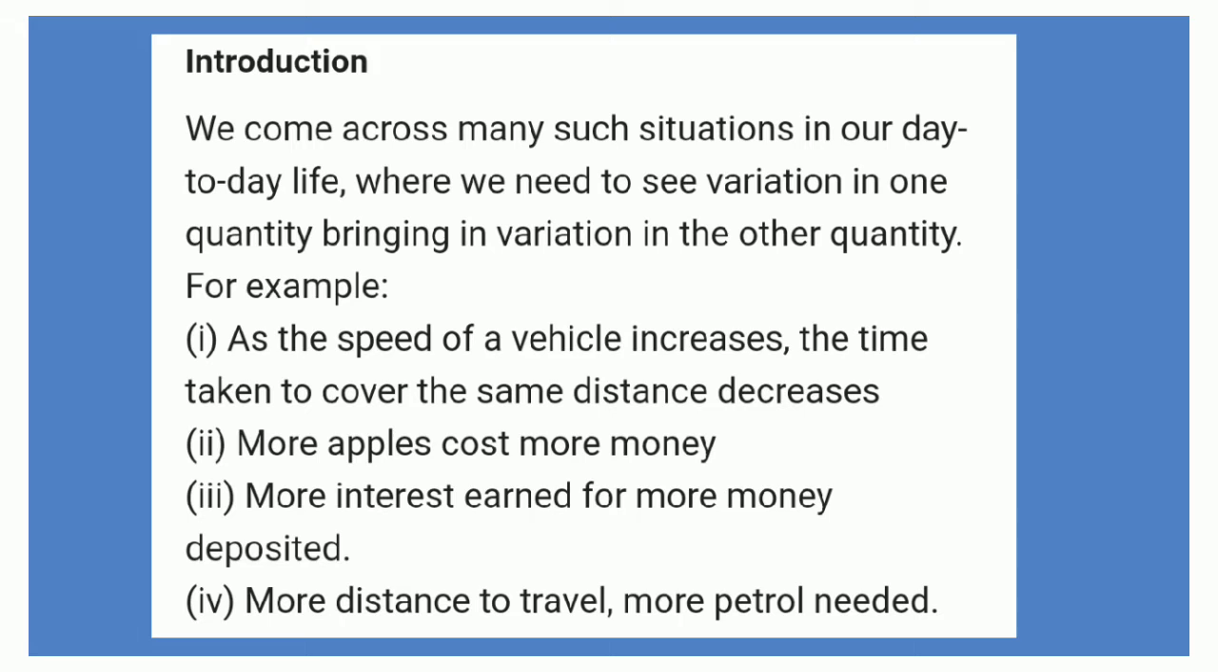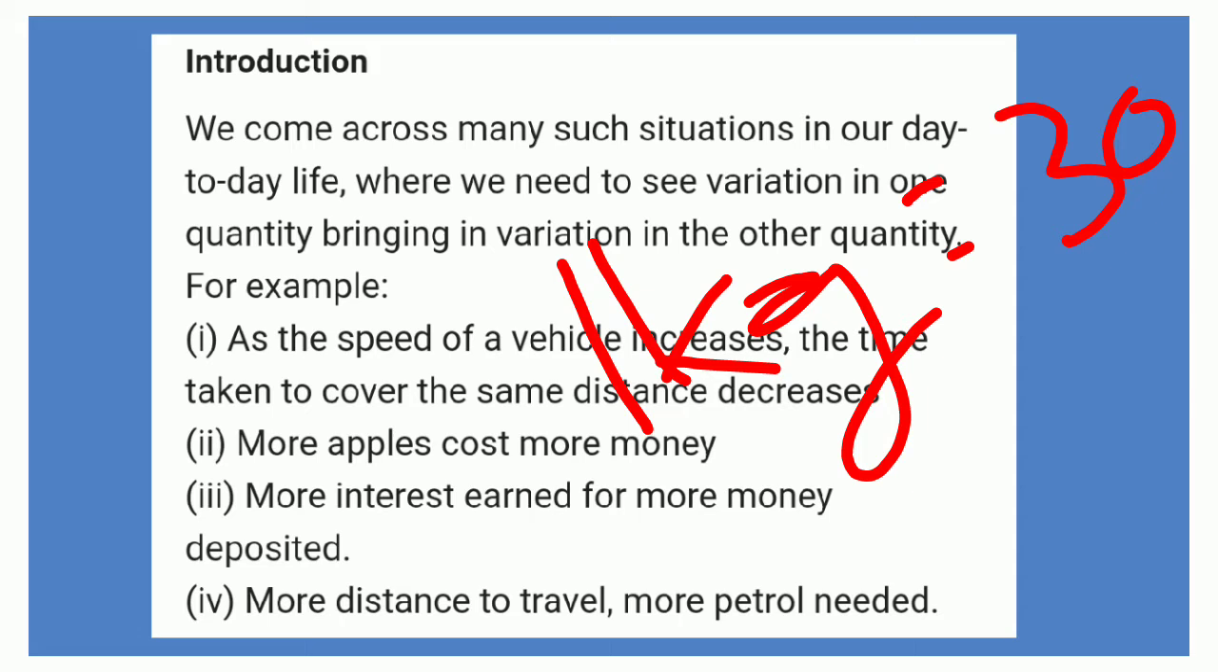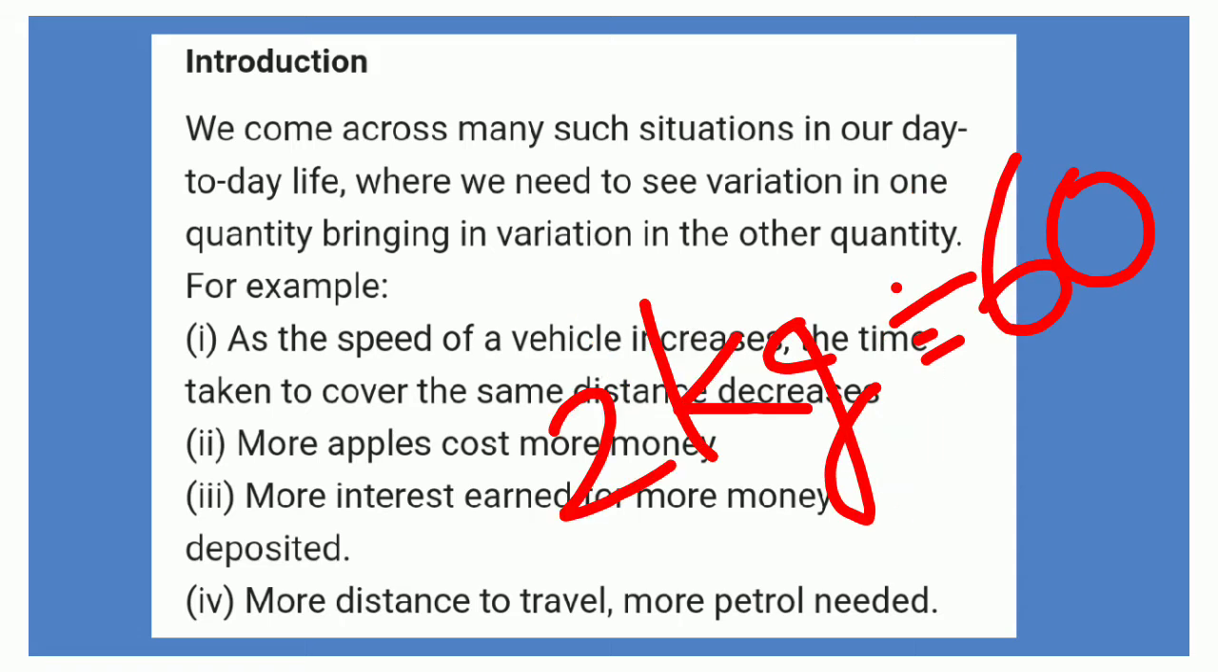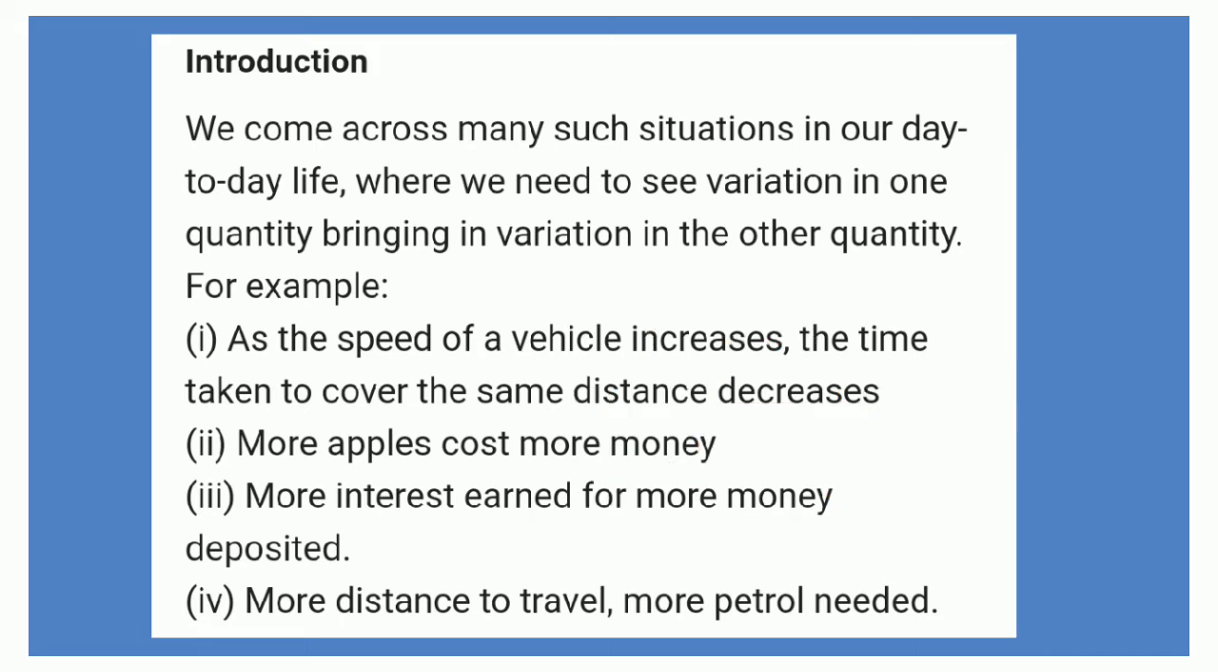In the second example, apples and money are the two quantities. So more apples, for example, 1 kilo of apples is 30 rupees. What about 2 kilograms? It will increase, that is 60. 1 kilogram of apples costs 30 rupees and 2 kilograms of apples cost 60 rupees. So one quantity is increasing, and in the same way the second quantity is also increasing.